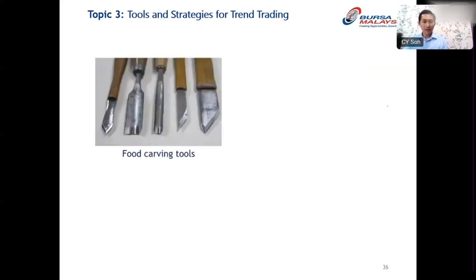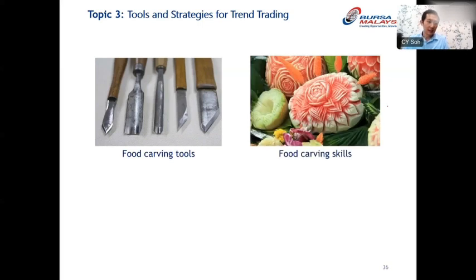Now, of course, when it comes to trading, technical tools are like the tools that you're using, and different tools have different functions. So, for example, if you have different carving tools and you have the skills, definitely you are able to carve it. It becomes a very nice and good art. It becomes valuable.